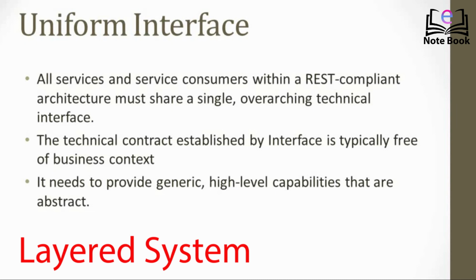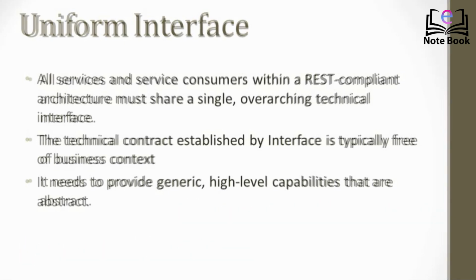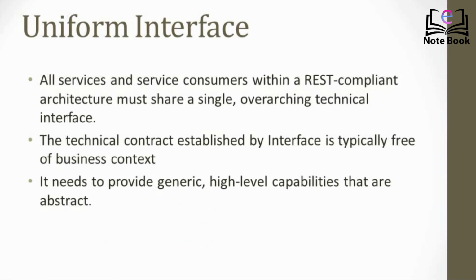The layered system constraint, which essentially means that you should follow the MVT or any such multi-layered architecture, and the code on demand constraint. This says that you should be able to add new code to the client without having to update the server. Both these two constraints, for the most part, are extensions of the previous constraint, so they are not that important. So now let's take a look at an actual REST API that was built in Python.